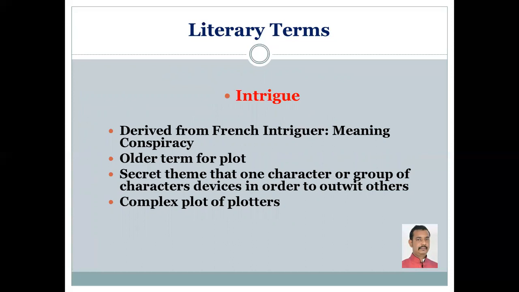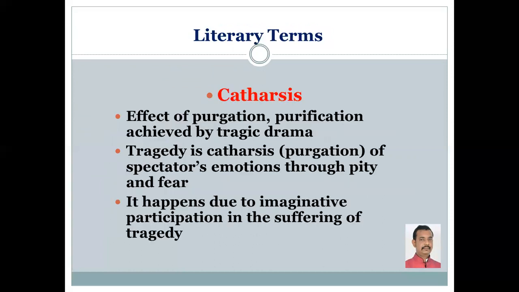Next literary term was intrigue. Intrigue is derived from French intrigueur, meaning conspiracy. It is an older term used for plot. Intrigue is a secret scheme that one character or group of characters devise in order to outwit others. It is a complex plot of plotters. Next literary term was catharsis. Catharsis is the effect of purgation or purification achieved by the tragic drama. Tragedy is catharsis, or rather purification, purgation of spectators' emotions through pity and fear. It happens due to imaginative participation in the sufferings of the tragedy.